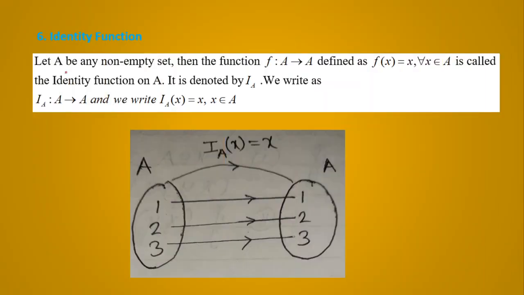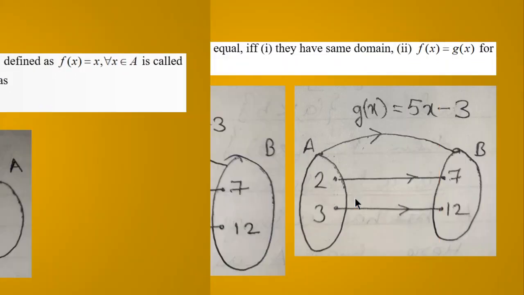Next is identity. Let A be a non-empty set, then we define a function f from A to A such that f of x equal to x for every x in A. So if we can have a function like this in the same set, then we say that function is identity. Here the example is A has elements 1, 2, 3. So here we have defined function in such a way that 1 is getting linked to 1, 2 is getting linked to 2, 3 is getting linked to 3. So this function is an identity function.